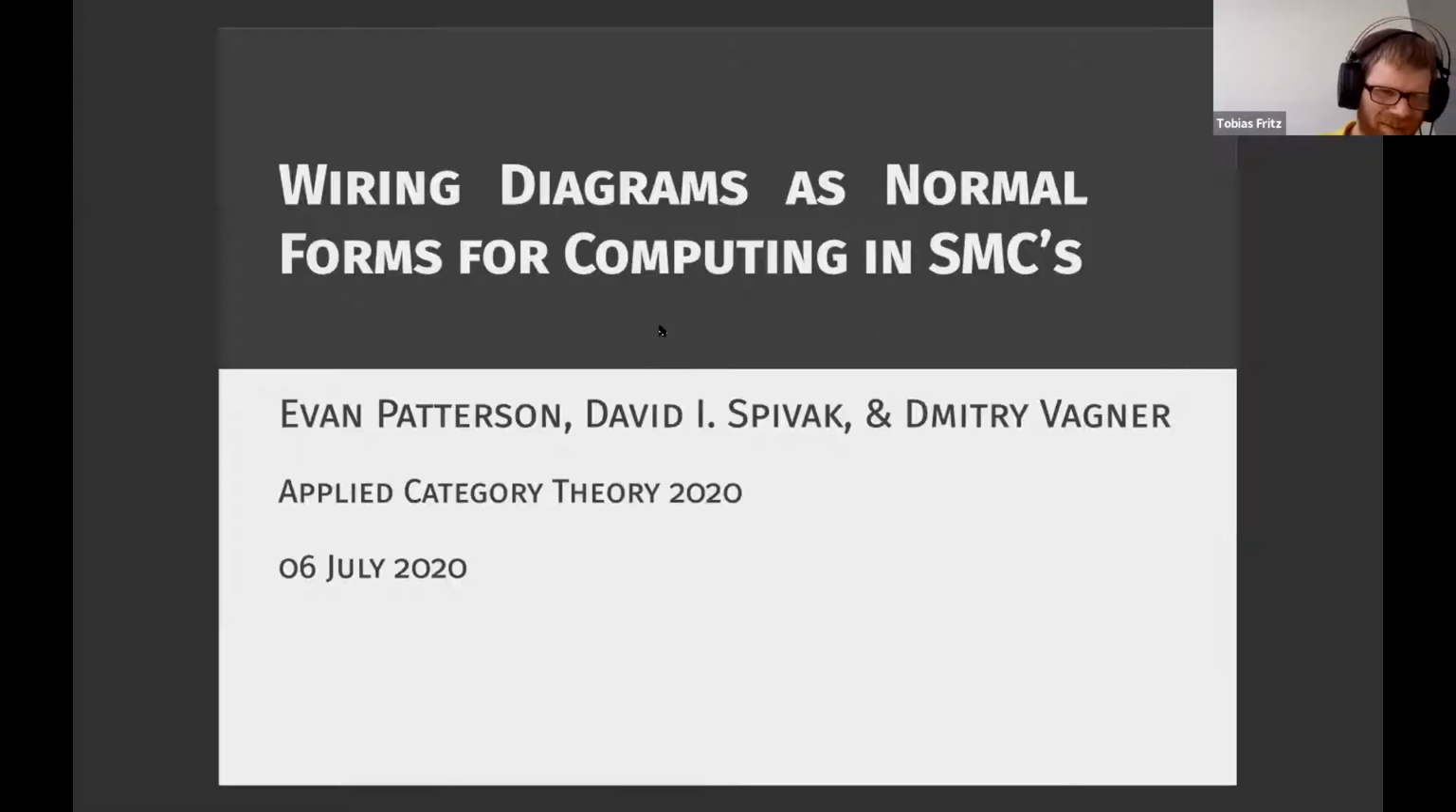Great, yeah. So the title is Wiring Diagrams as Normal Forms for Computing in Symmetric Monoidal Categories. Please. And everybody can see my screen? Yes, we can see your screen. This is joint work with Evan Patterson and David I. Spivak.